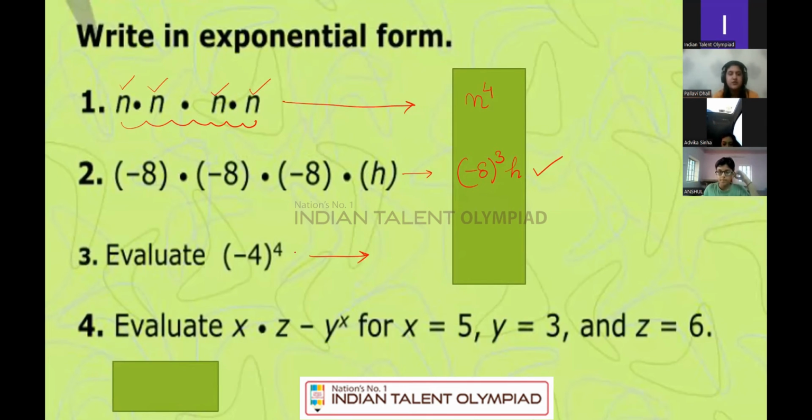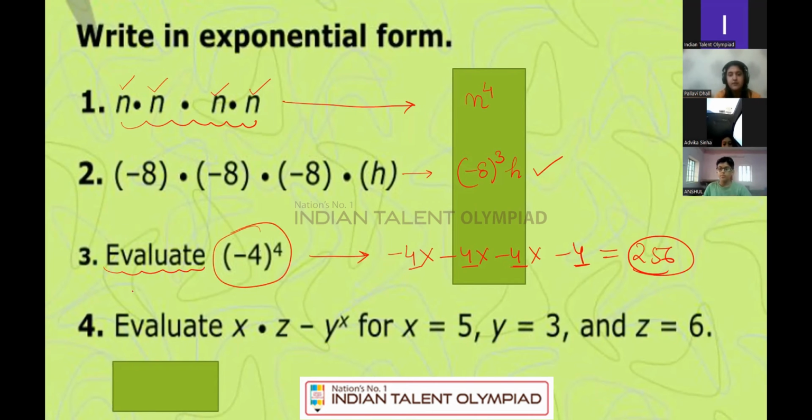Here the exponent is not the -1. The base can be negative here, but the exponent should not be. 4 to the power of 4, so what we are going to write here is -4 times -4 times -4 times -4. Here 4 times 4 is 16. 16 times 4 is 64. 64 times 4 will be 256. Evaluate means we have to find the value of the expression which is given. Are we good here?